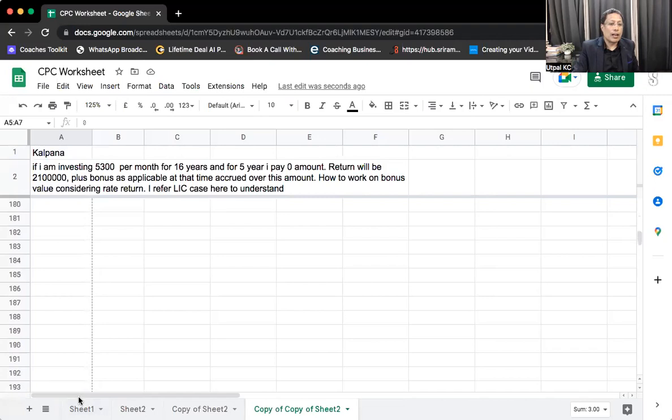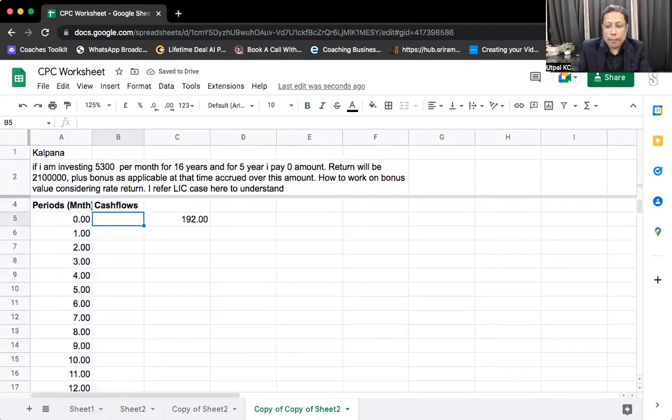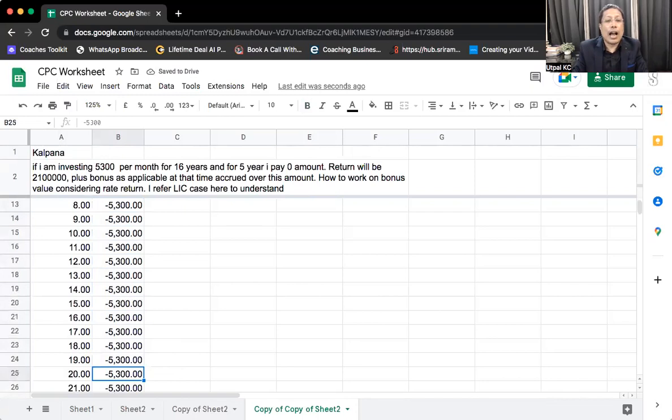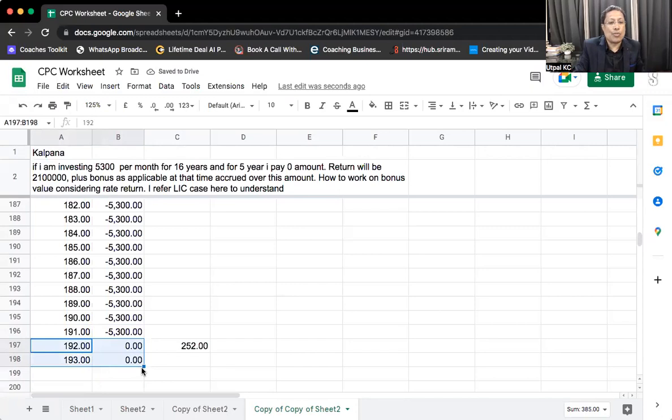192 months. Okay, 192 months you are paying 5,300. Okay, so it will be 191 because it will start from zero. Then after that, for 5 years, I pay 0 for another 5 years. Another 5 years means 5 into 12, 60, right? So for 60 months, so 60 plus 192 is equal to how much? 60 plus 192. So it will go to 252.